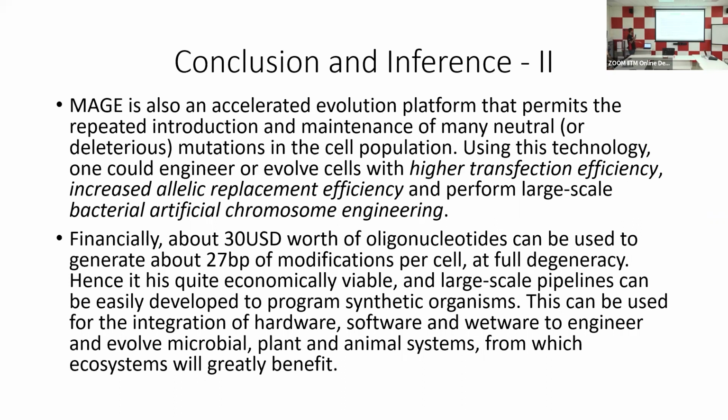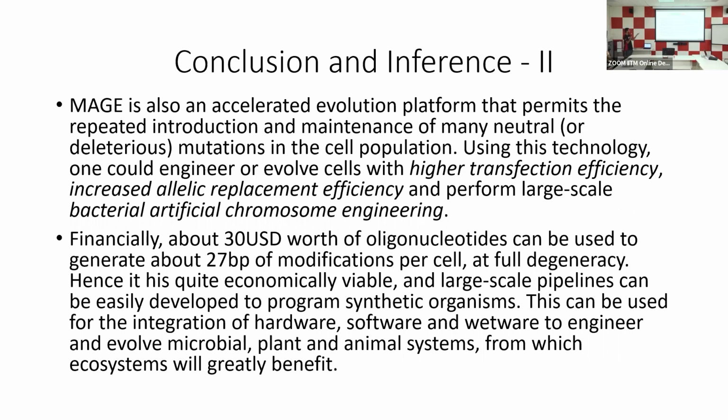Increased allelic replacement efficiency, which is what basically recombination is, making them more susceptible to recombination, and perform large-scale artificial chromosome engineering. So basically, on a chromosomal level, if you want to change and optimize some pathway, then you can do this. And financially, this entire experiment was quantified: if we use only $30 worth of oligonucleotides for this kind of experiment, we can generate a 27 base pair modification per cell at full degeneracy, which is, mind you, when we already had a 3.1 base pair change in this experiment that caused 4 billion modifications in the entire population. So imagine what a 27 base pair modification can do, and this is only $30.